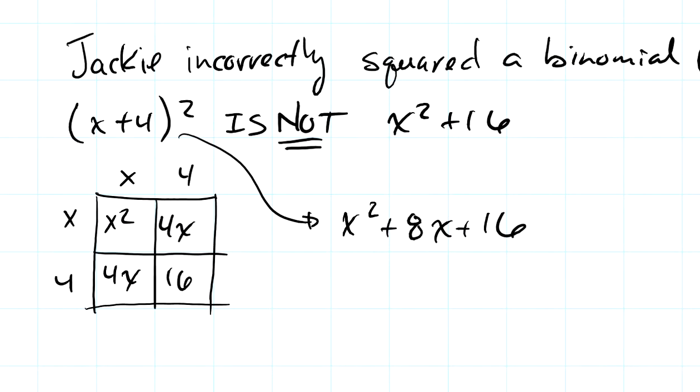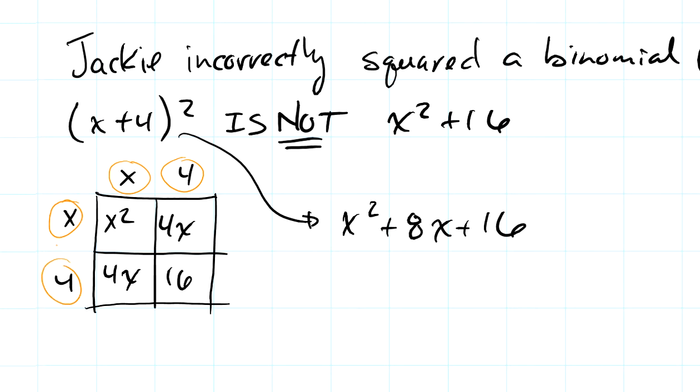So she incorrectly squared the binomial, and she did this twice. One of them was when she squared x plus 4, the quantity x plus 4 squared. She wrote down that that should be x squared plus 16, which it's not. And you can see down below here, I've set this up as an x and a positive 4, and I'm going to multiply that times x and a positive 4.